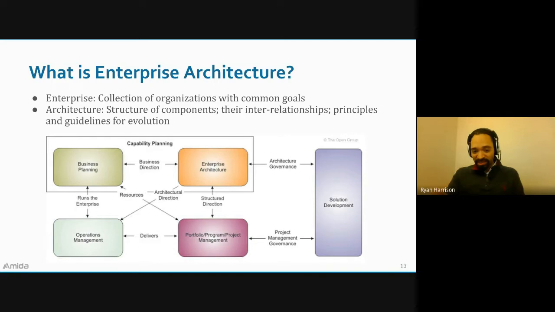And then obviously, PMs would be in the bottom box, and then the business are going to be a combination of the business planning boxes and the operations management boxes.